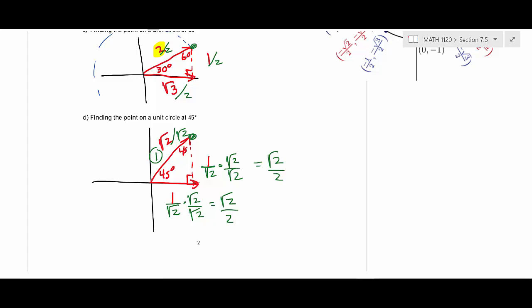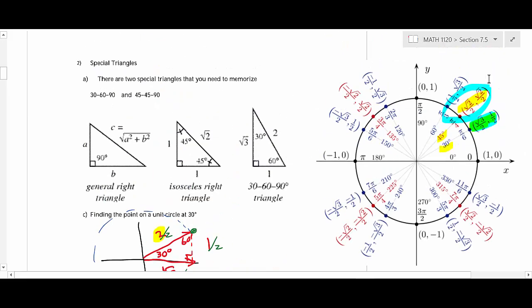Okay. So anyway, what I want you guys to see is this point would be root 2 over 2, comma root 2 over 2. If you look at your unit circle, that's what we got. Okay, so that's where it comes from. All right.